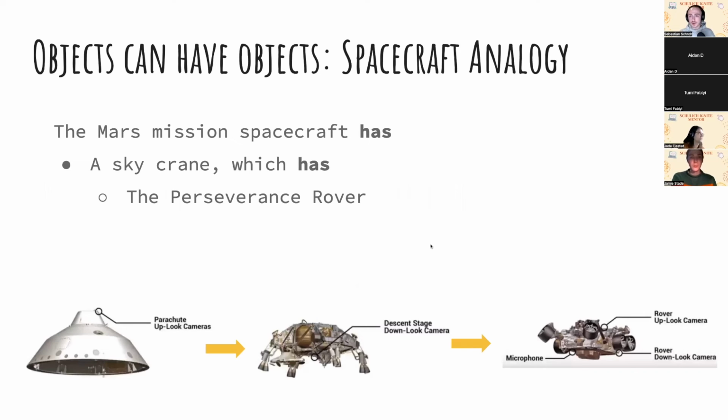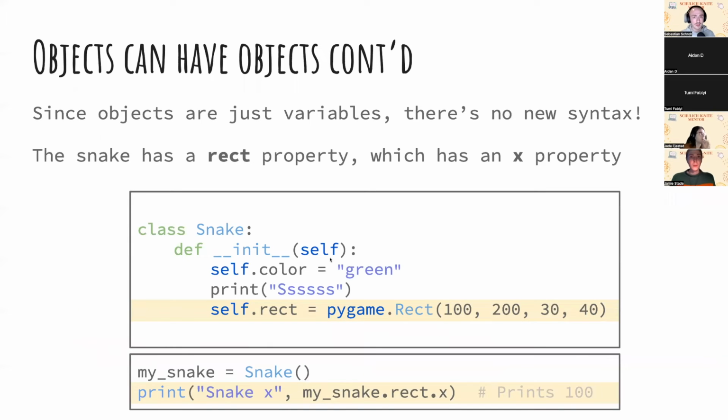So here's an example. The Mars mission spacecraft has a sky crane, and that sky crane has the Perseverance rover, for example. Or to think about it more simply, if you have a person class, that person might own a dog, and that dog might have a name, and there's other things there, right? So you can have objects that have objects.